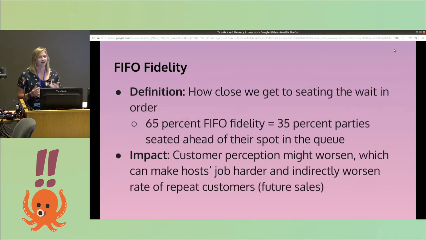This is a metric that I don't know if it's used anywhere else. I kind of just came up with it for this talk, but FIFO fidelity, first in, first out fidelity, as in how close are we to seating the wait in order. So like 65% FIFO fidelity might mean that 35% of parties were seated ahead of their spot. And the impact of this is a little bit more indirect because it's about customer perception. So that might make my job harder and it might worsen how much customers come back if they feel like we're unfair or ineffective.